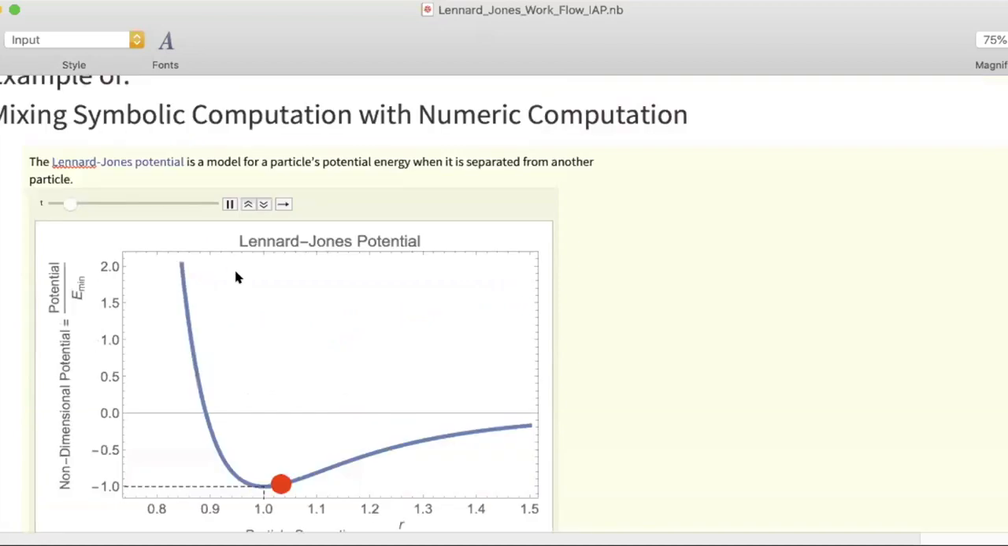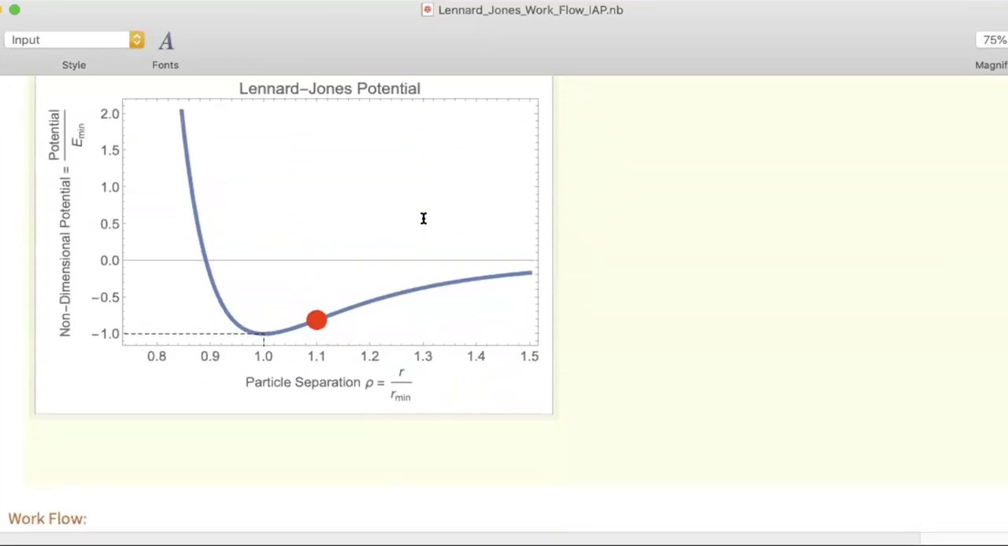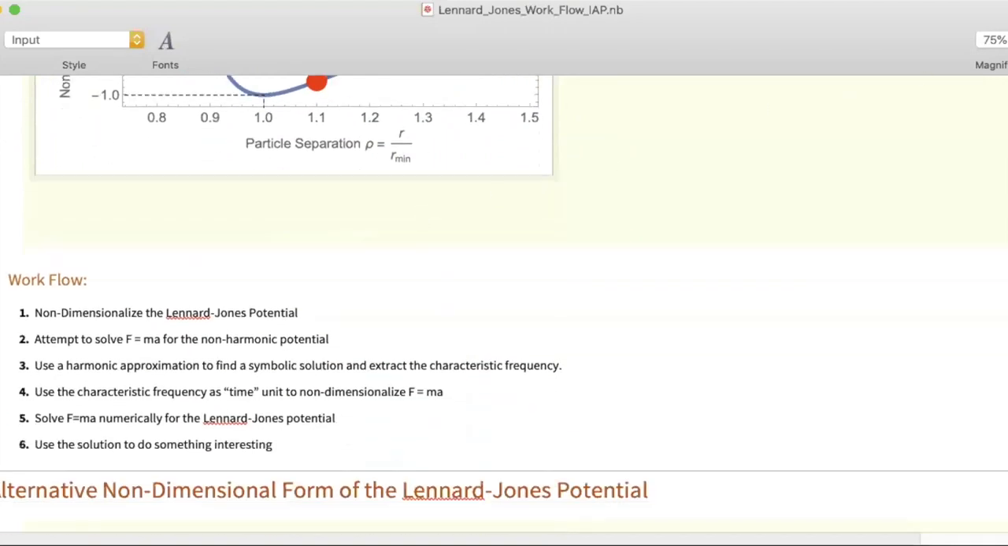Okay, so I'm going to stop this animation. It's not a good idea to leave dynamic objects running while you're doing other things. Okay, so I want to tell you a bit about my workflow.